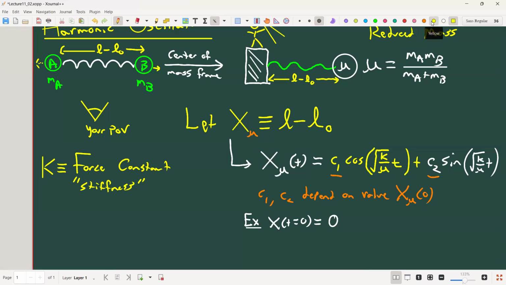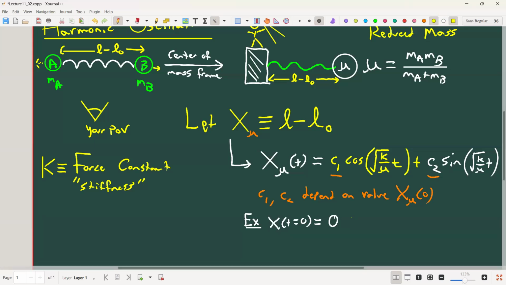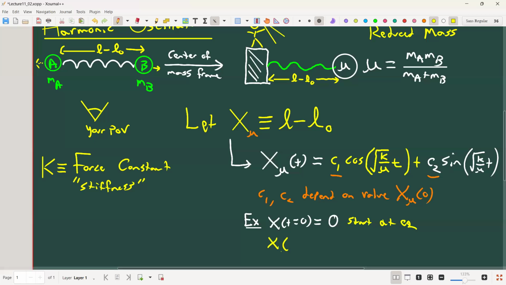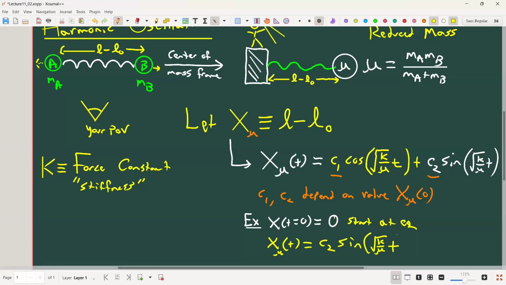We need a C1 and C2 that give me 0 at t equals 0. Cosine of 0 is, of course, a non-zero value. Cosine is at its maximum there, so this is a big number. And this is 0. So that means C1 has to be 0 in this case, and C2 is something. So we start at equilibrium, and our coordinate is just some number C2 times sine of square root of K over mu times t.